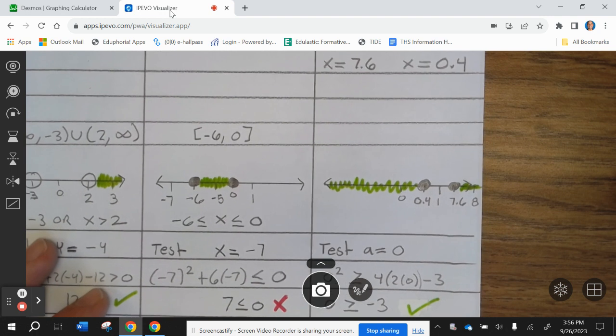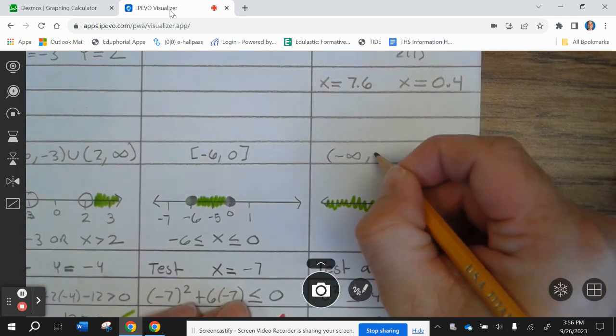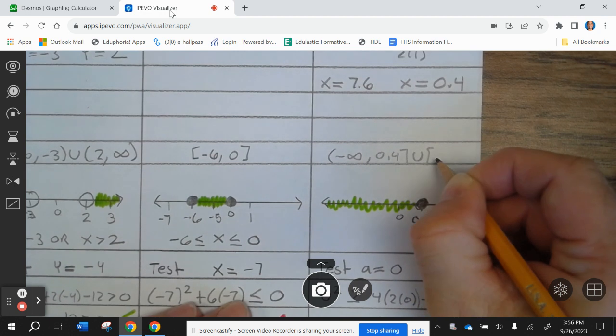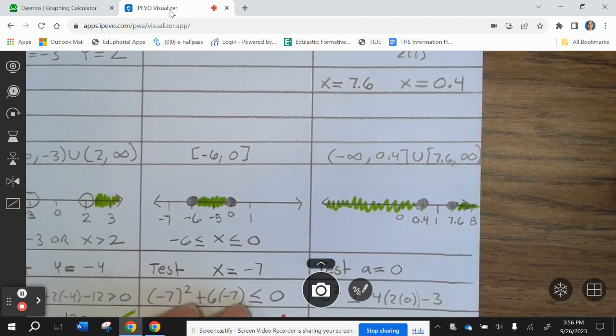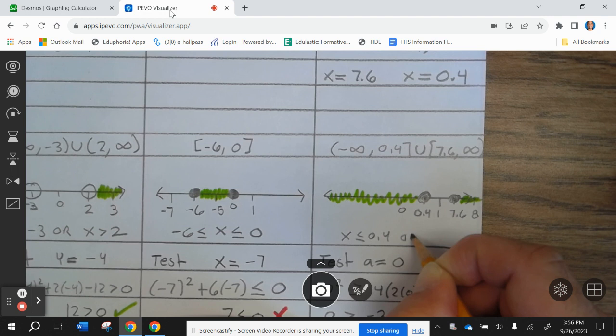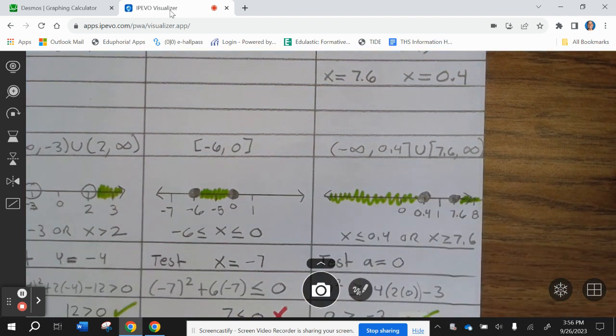So this would be from negative infinity to 0.4 bracket or bracket 7.6 to infinity. And then another way to look at it is x is less than or equal to 0.4 or x is greater than or equal to 7.6. Go ahead and finish that up.